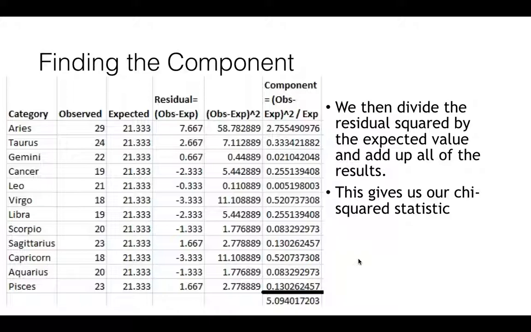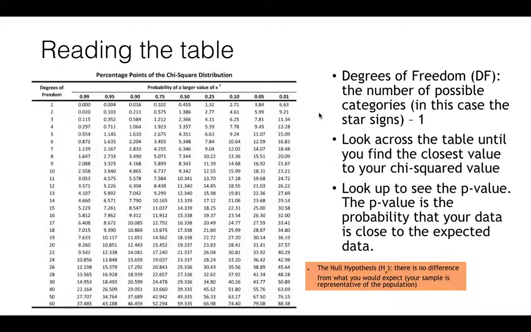Once we have our chi-squared statistic, looking at it, it doesn't mean very much. We need to use it for something. And so we use what's called a chi-squared table. So we take our sum of our components, this is the component column here, we take our sum and we go to this table.